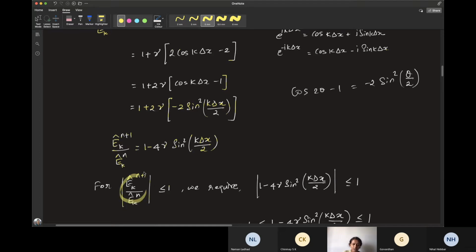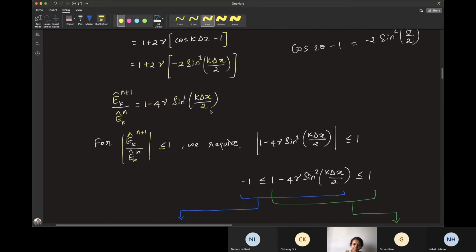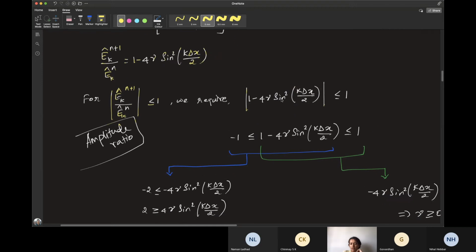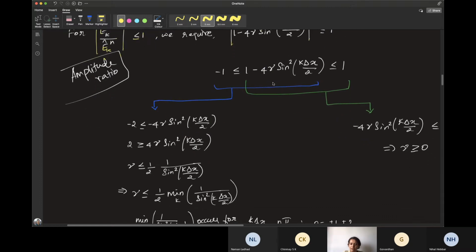So when you bound this term, for stability you require this error growth term to be less than or equal to 1. In CFD terms they usually call this the amplitude ratio. So for this to be valid, we require the modulus of this term to be less than or equal to 1. So for the modulus to be less than or equal to 1, this term should lie between -1 and 1.